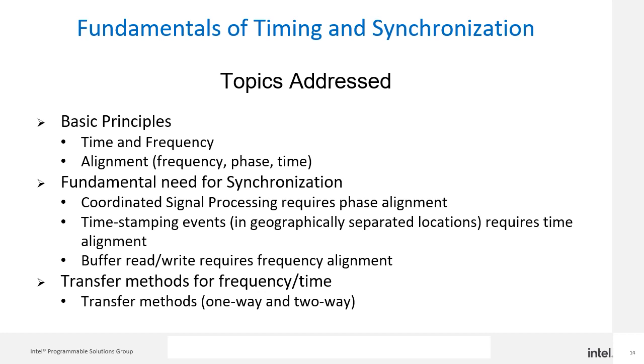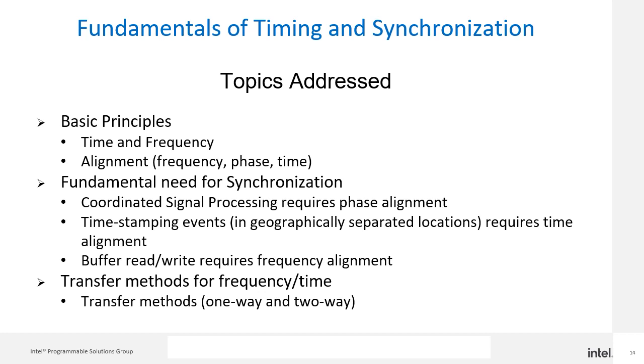Timestamping events, especially in geographically separated locations, requires time alignment, of course, and you need that in order to decide events and ordering of events. And in some applications like distributed databases, time alignment is extremely useful. When we do buffered transmission, where the data source is written into a buffer and the data sink reads from the same buffer, the read and write clocks require frequency alignment, or the buffer would overflow or underflow.